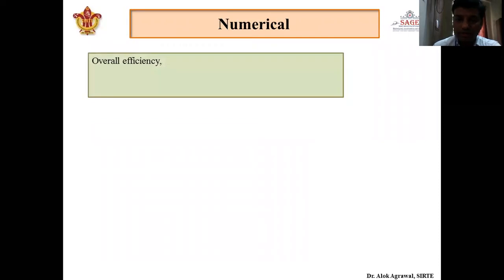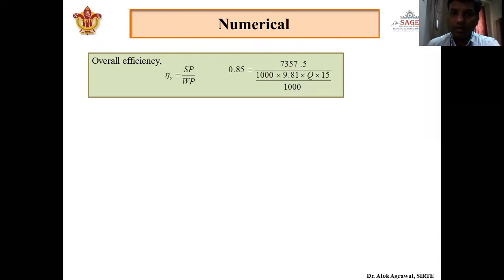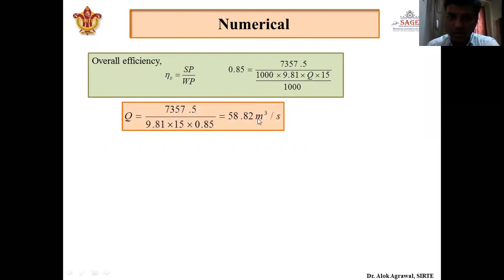First, overall efficiency is given. It is the ratio of shaft power by water power. Shaft power is given, overall efficiency is given. So from this, I'm writing the water power formula directly. That is rho g Q H by 1000, with rho 1000 and g 9.81. So from here we can calculate Q is equal to 58.82 meter cube per second.